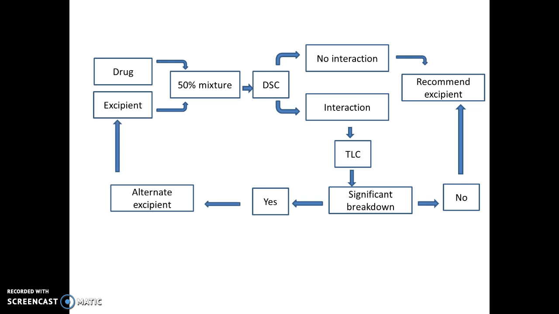And if any significant breakdown is observed through the TLC, then we need to go for an alternate excipient. So briefly, this is the flow sheet of how we conduct the drug and excipient compatibility studies by using various techniques, and by these studies we can either recommend or reject an excipient for a drug and its dosage form. Thank you.